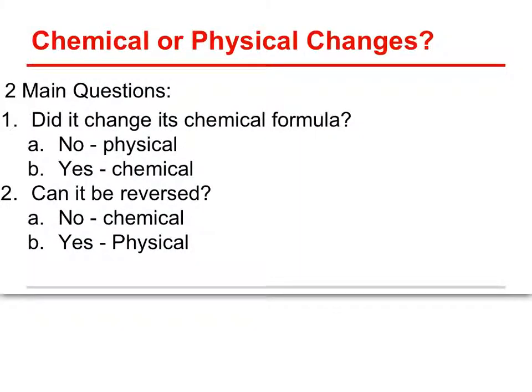When looking at chemical or physical changes, you want to ask yourself two main questions. So question number one, did the chemical formula change? If it did, it's a chemical change. If it didn't, it's a physical change. The other main question is, can the change be reversed? If it can, it's a physical change. If it can't, it's a chemical change.